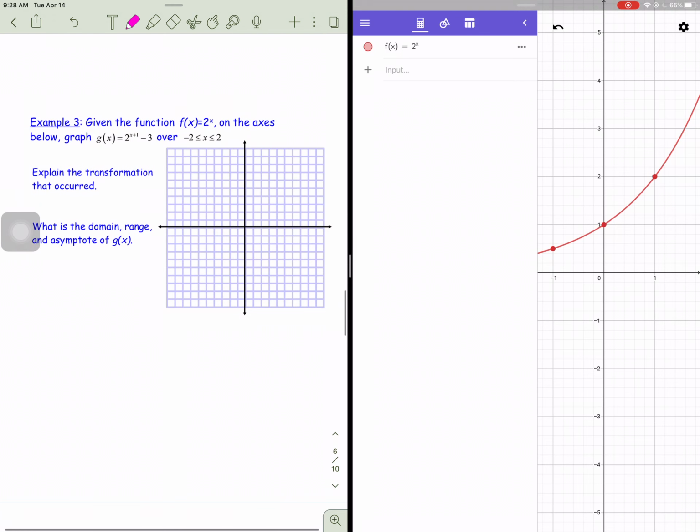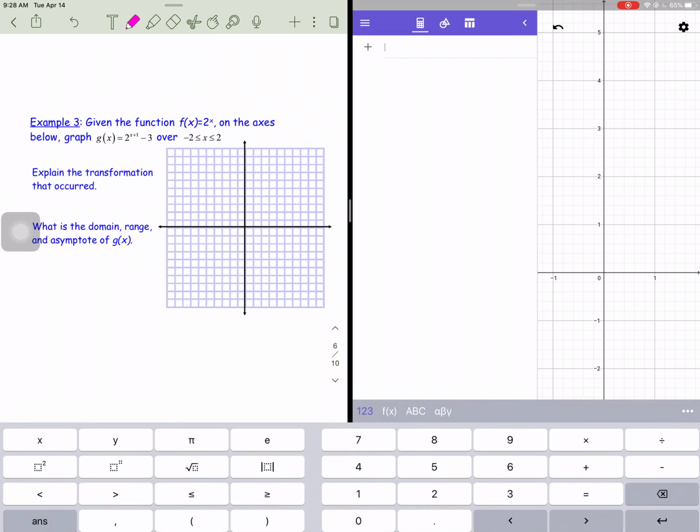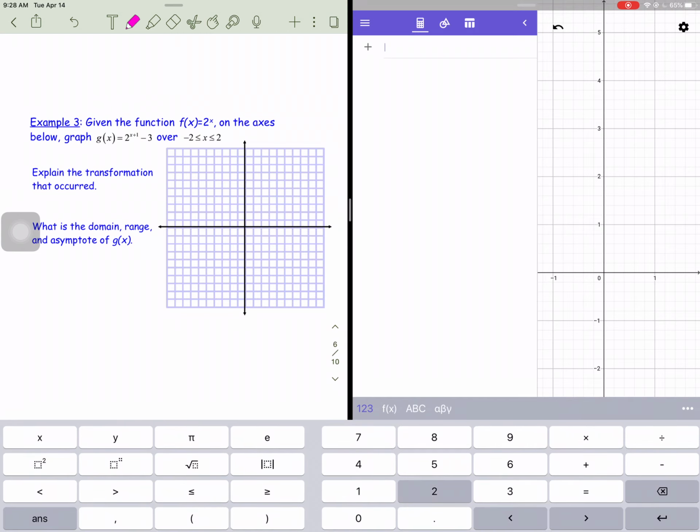Right. Graph, given the function f of x equals 2 to the x on the axis below. Graph g of x, let's just do this, 2 to the x plus 1 minus 3 over the interval from negative 2 to 2. So let's do this. Let's try it out. So 2 raised to the x plus 1 and then minus 3 on the outside, so make sure you go over.